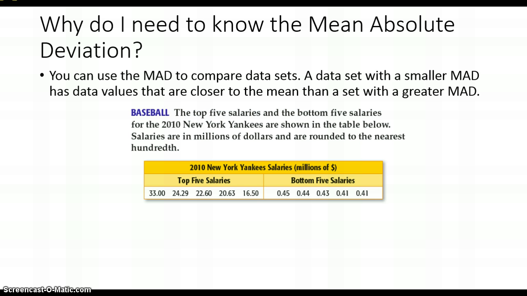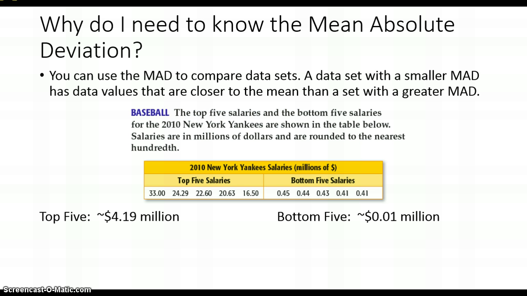My first step is to find the mean absolute deviation of both sets individually. And when I do that, I would learn that the top 5 has a mean absolute deviation of about 4.19 million dollars. The bottom set has a mean absolute deviation of about 1/100th of a million dollars.